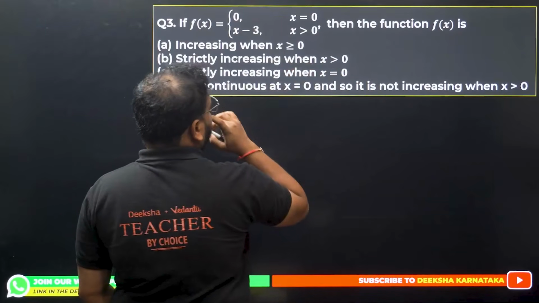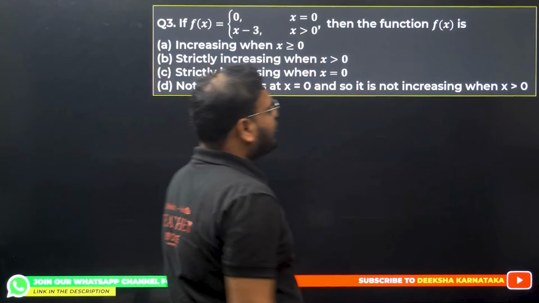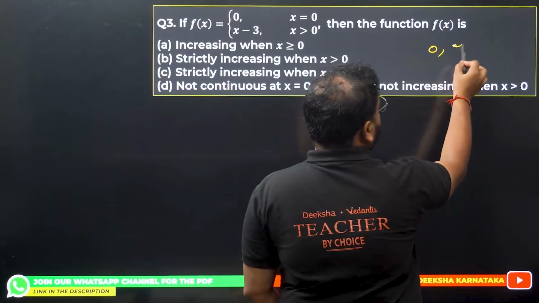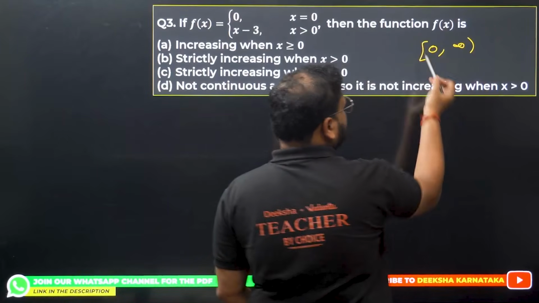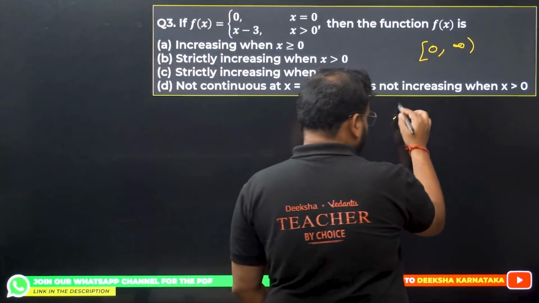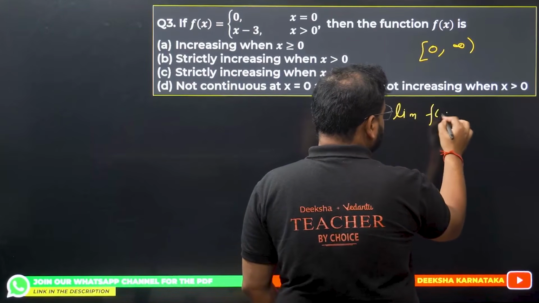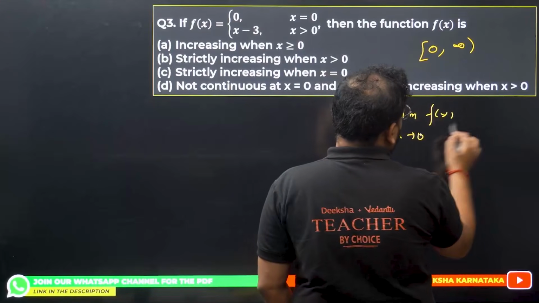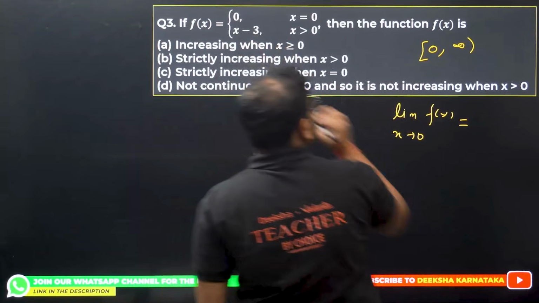It says 0 to infinity, right? What is the boundary over here? 0 to infinity. So of course you don't check this part, but what about 0? You have to check that, right? If you check the limit at 0, the limit of f(x) at 0 gives the value -3 over here, right?